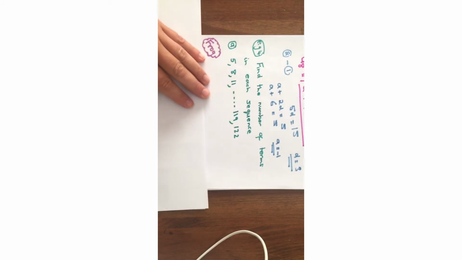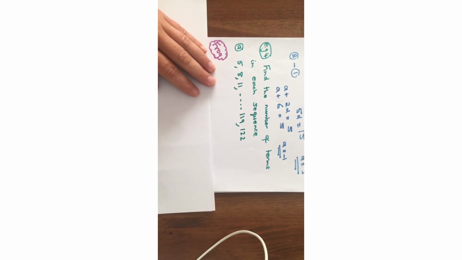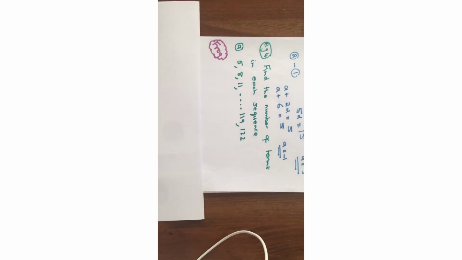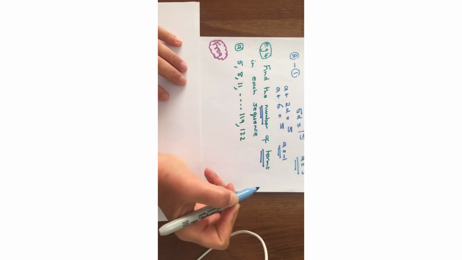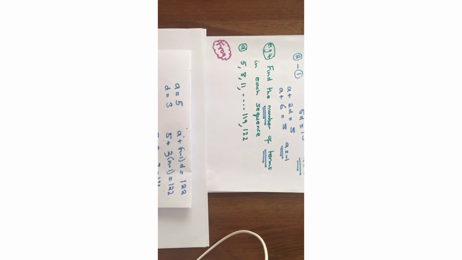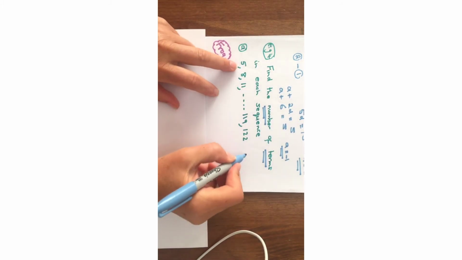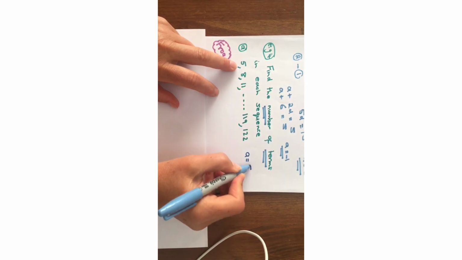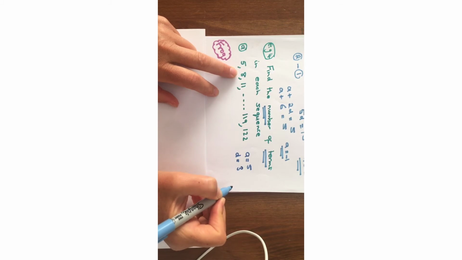Okay, let's look at example 4. Find the number of terms in each sequence. So, to do this one, we are going to work out, first of all, my first term is 5. My common difference is going up in 3s.